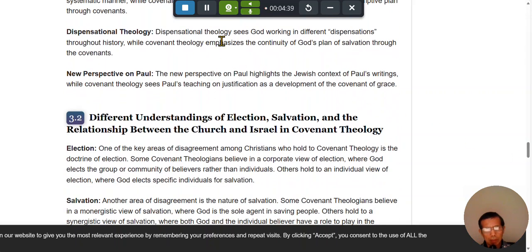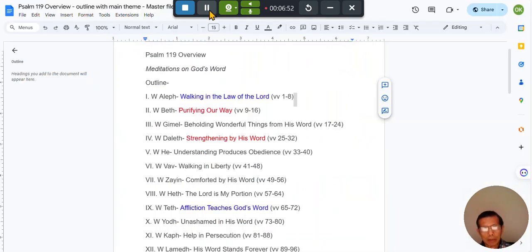Okay, I think that's it for now. There are other sections of the remaining feed. It's called a Psalm 119 overview.